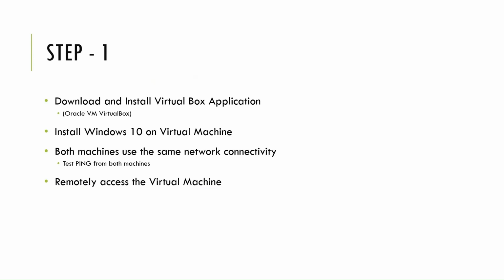First, we need to download and install the VirtualBox application, which is Oracle VM VirtualBox. Then we need to install Windows 10 on that virtual machine. After successful installation of Windows 10, we need to ensure that both machines share the same network connectivity. Then the necessary configuration needs to be done for remotely accessing the virtual machine.